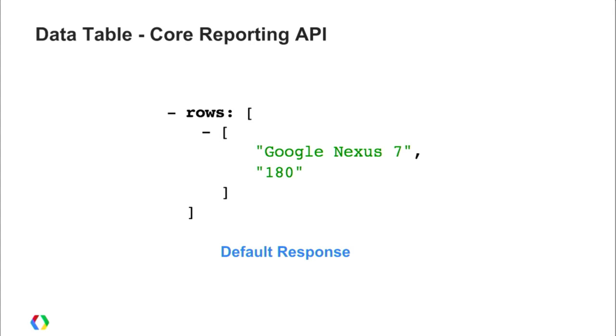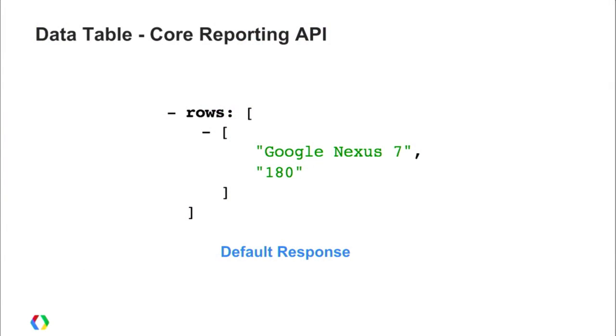cool. The next thing is the data table response format that we've added to the core reporting API. If you use the core reporting API and you've made any requests, you'll know that the data comes back, and there's kind of two main components to that data. There's the column headers, and then there's the rows object. And the rows contains all of the data ordered by dimensions and followed by metrics. So in this example, we have some data for the query, where Google Nexus 7 is the mobile device info, I think, is the dimension in this case, and then the metric of 180. So this is the default standard response you would always see with the core reporting API.